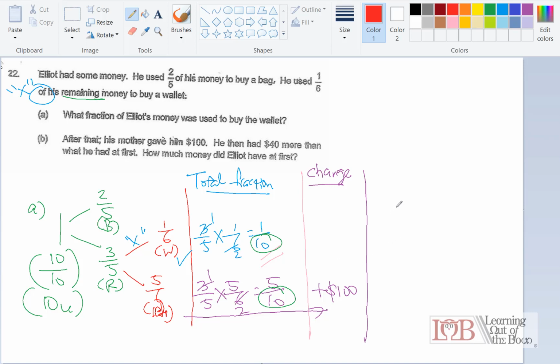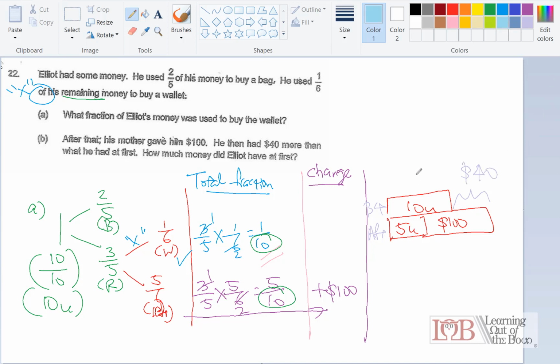So at first will be 10 units, right? And then something happened, and before that is actually 5 units. Yeah, so after adding an amount which is $100, this is after. Okay, this is before. So after adding $100, this will be $40 more.